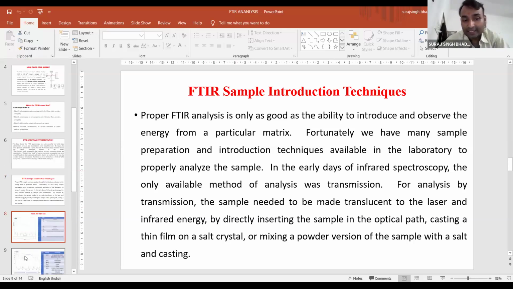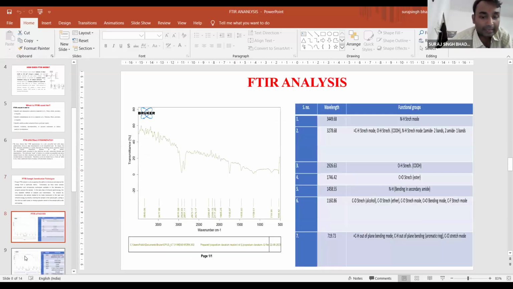Now moving towards the next slide. Now see, this is a general example of FTIR analysis. On one hand you can see the graphical presentation. It is a picture, it is a graph. Here you can see on the x-axis there is the wavelength. On the y-axis there is the percentage of transmission. So here you can see the number of peaks. These peaks were determined by different functional groups.